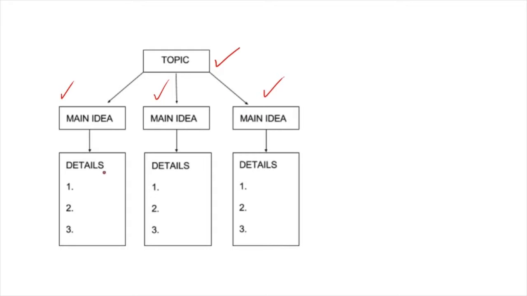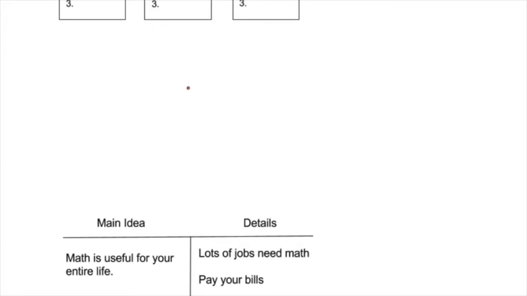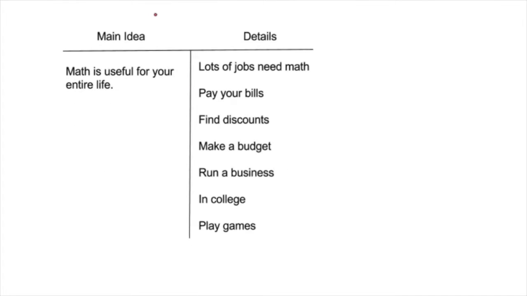So now we need details to support our main ideas. So we have this graphic organizer. Let's go to another one, which we call a T-chart. So this T-chart organizes our details. So this can be like a brainstorming session. Math is useful for your entire life. Well, why? Lots of jobs need math. You can pay your bills, you can find discounts, make a budget, run a business. You need it in college, and you need it to play games.